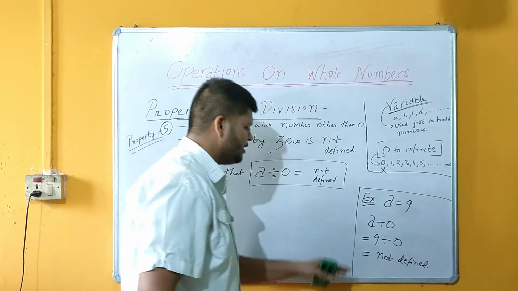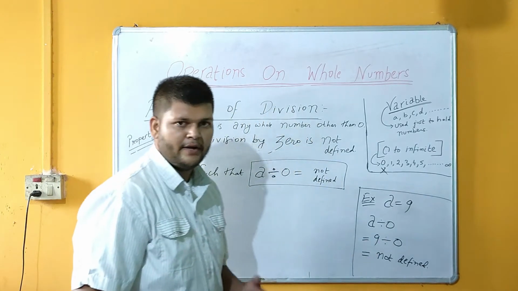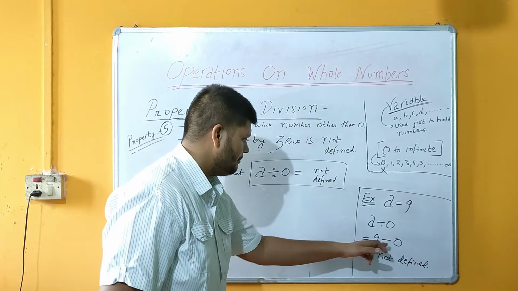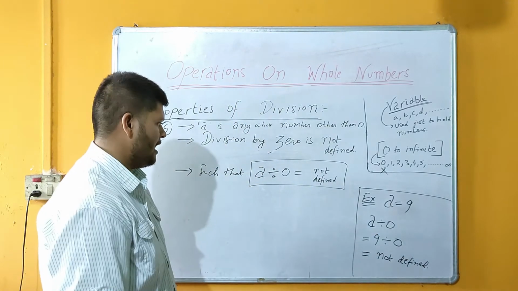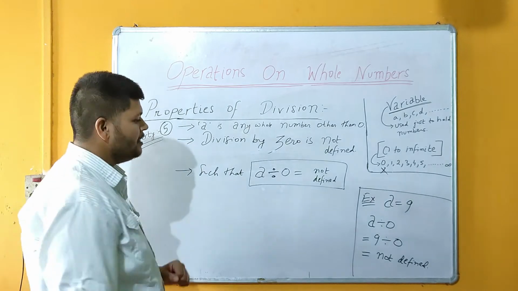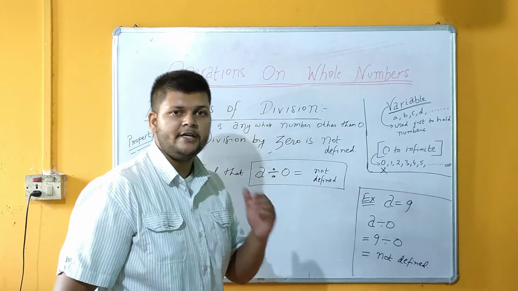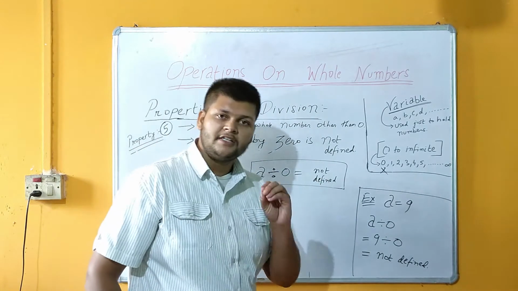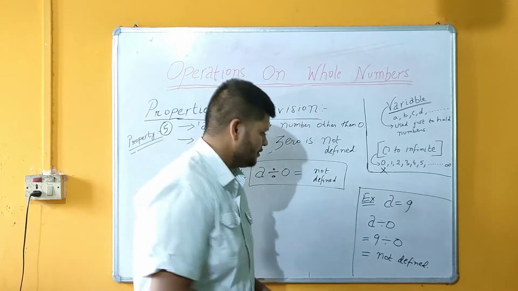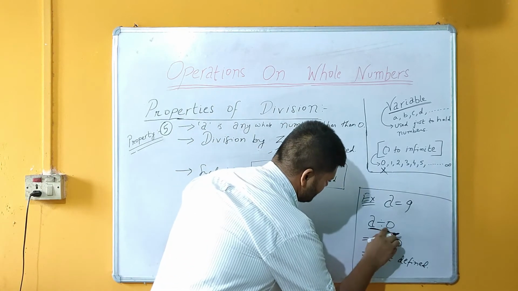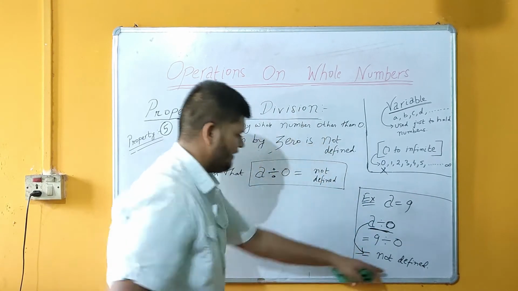That means we will not be able to know what the result will be when we try to divide this 9 by 0. You will get the result as not defined. I hope you are clear with this example. Instead of 9, you can pick up any value for this A other than 0 and try to divide that A with 0, and you will always get the result as not defined.